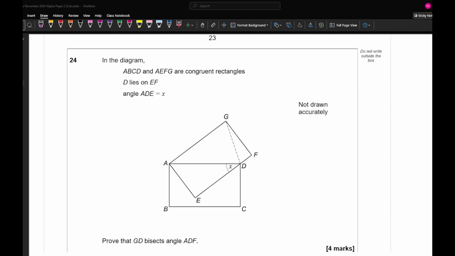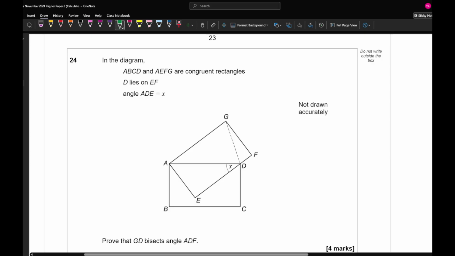So now let's have a look at our last question. It says, in the diagram, A, B, C, D and A, E, F, G are congruent rectangles. D lies on EF and angle ADE is equal to x, and we want to prove that GD bisects the angle BDF. So looking at this, if the two rectangles are congruent, and in a rectangle we have two sets of parallel lines, then this angle here is also going to equal x.